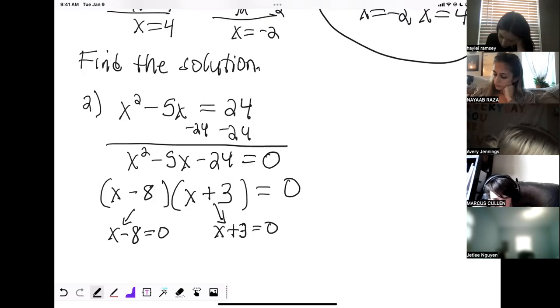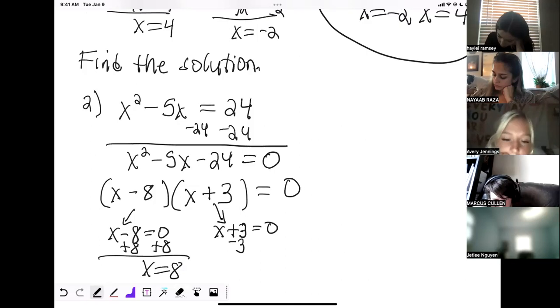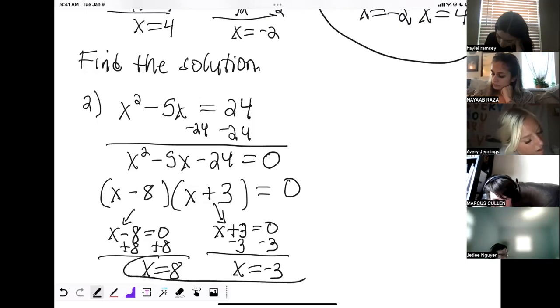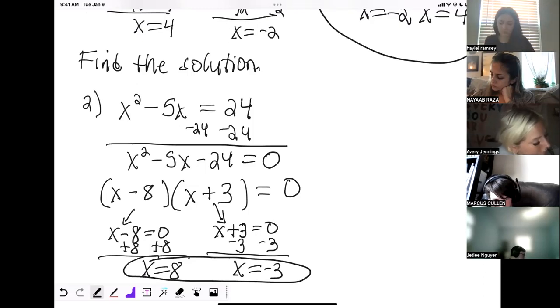And I can solve x is equal to 8. Whoops, not yet. -3 minus 3. X is equal to -3. And these are my solutions. They're my zeros. They're my x-intercepts, et cetera, et cetera.